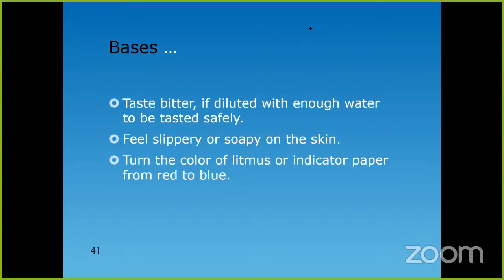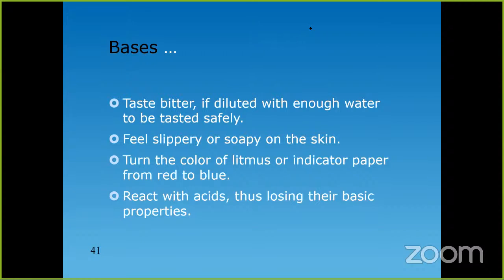And then the final property here is that bases will react with acids, as we said before, and as a result, the resulting products would be neutral, all right? So that's just basically a simple comparison between acids and bases. So now we're going to get into the actual definition of acids and bases.